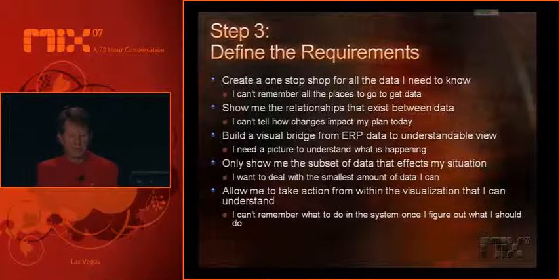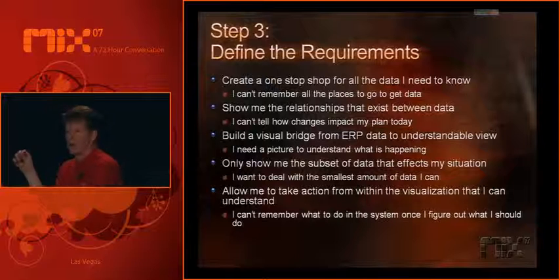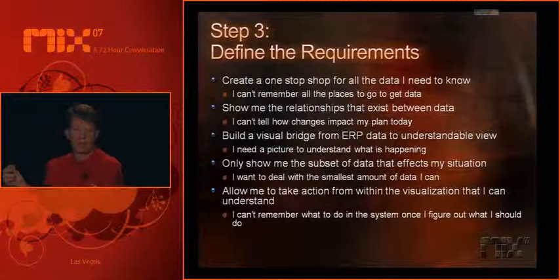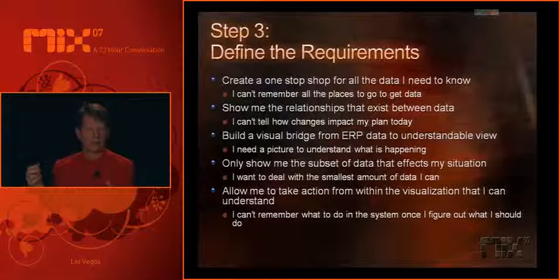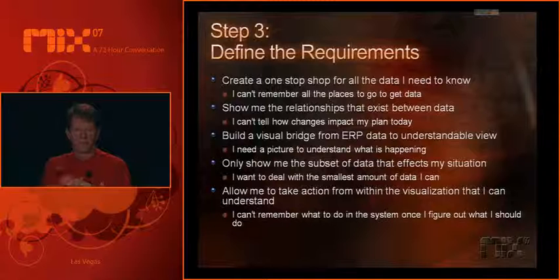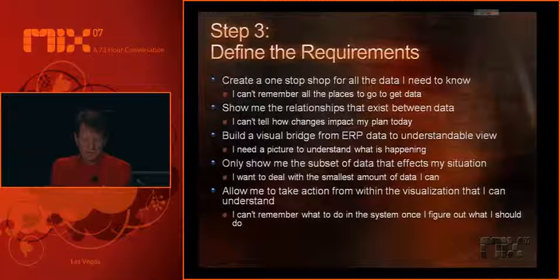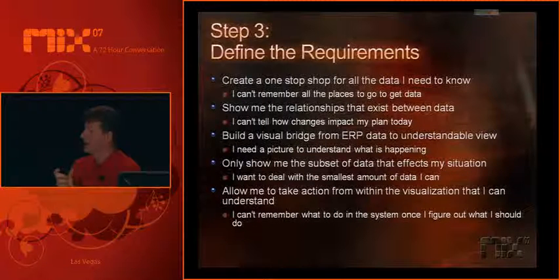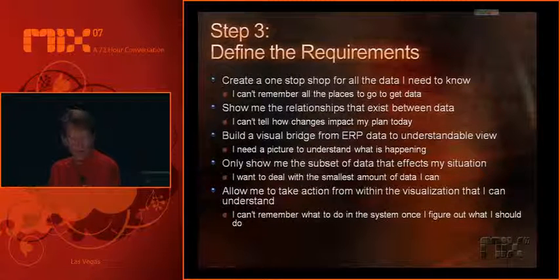Only show me a subset of the data that affects my situation. In the demo that I showed, we looked at the fact that we have 100 pieces of white oak board that aren't there. There's lots and lots of material, but we just took the subset of the production plan that deals with white oak board and how white oak board flows through the system. We took a nice cut from that. So basically I need a better picture to understand. I want to deal with the smallest amount of data I can to make smart decisions.